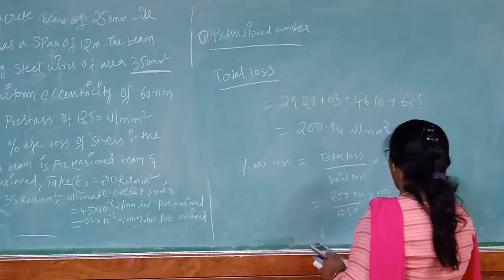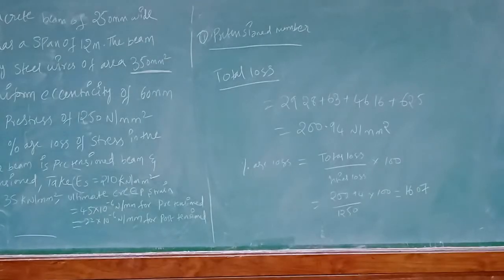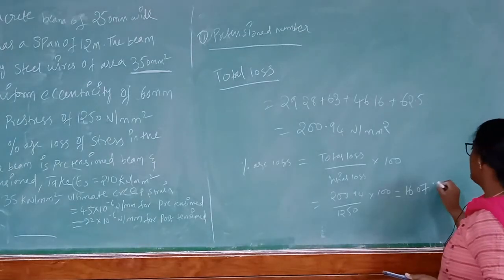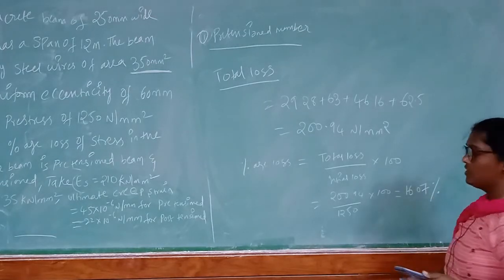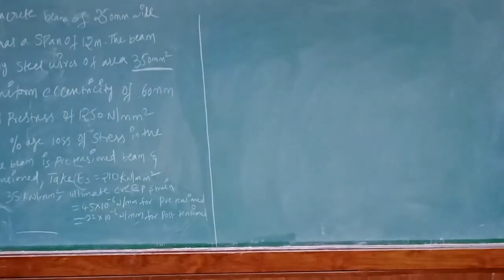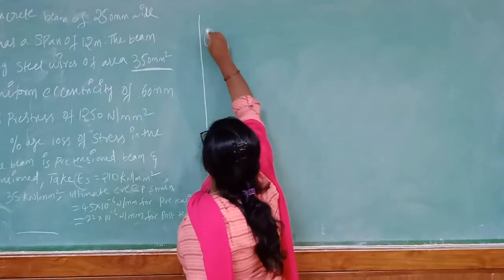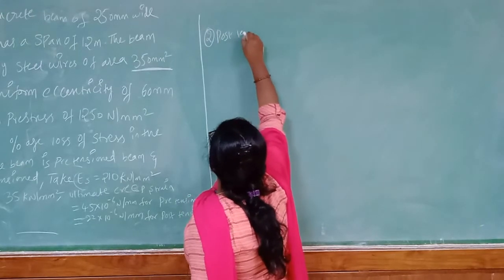How much percentage loss have you got here? 16.07 percentage loss you have got in the pre-tension member. Now we need to calculate for the post-tension member. Right, next we'll solve the second one, the post-tension member.